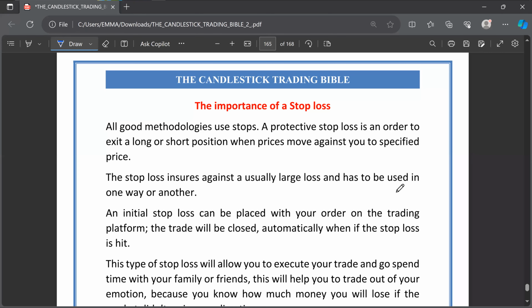Never enter a trade without SL. You hear this often, not only from me, but from other traders. It's very important. Now, stop loss insures against what? Usually large loss and has to be used in one way or another. And in fact, an initial stop loss can be placed with your order on the trading platform. The trade will be closed automatically if the stop loss is hit.